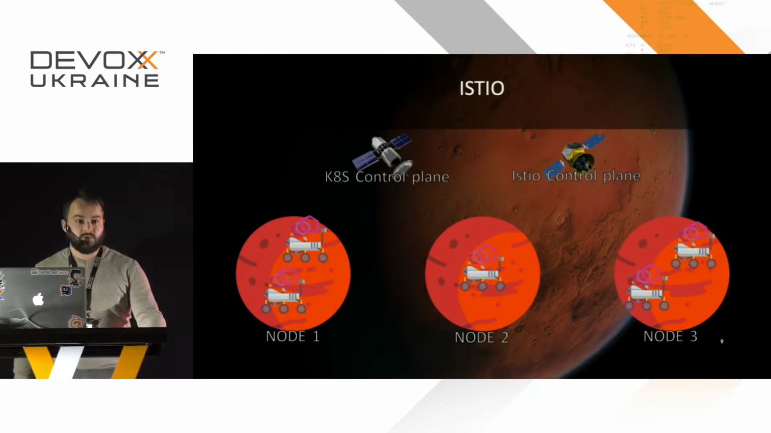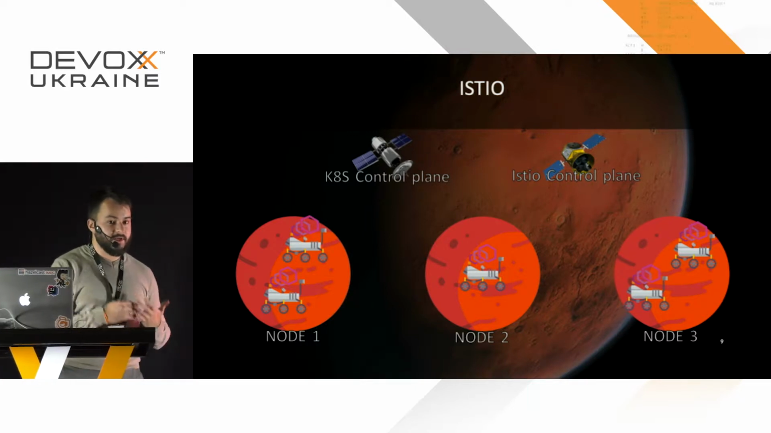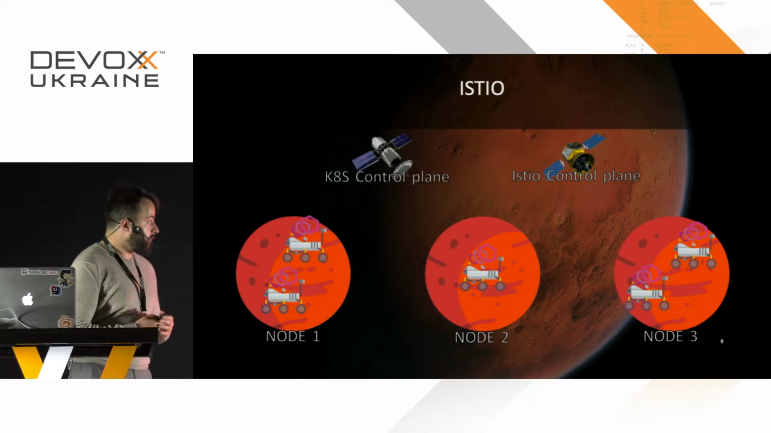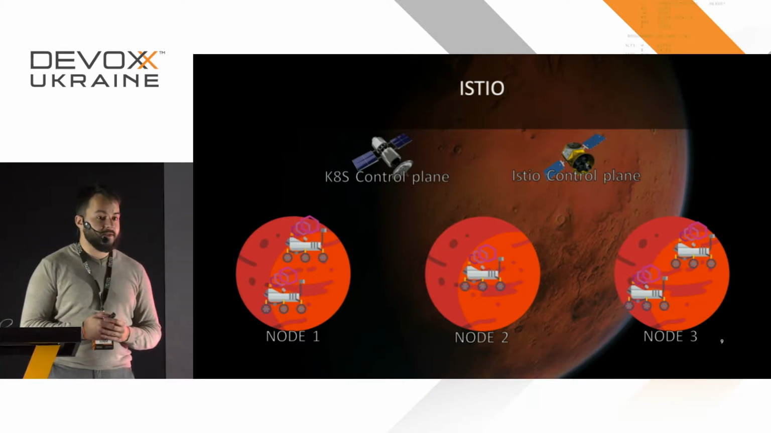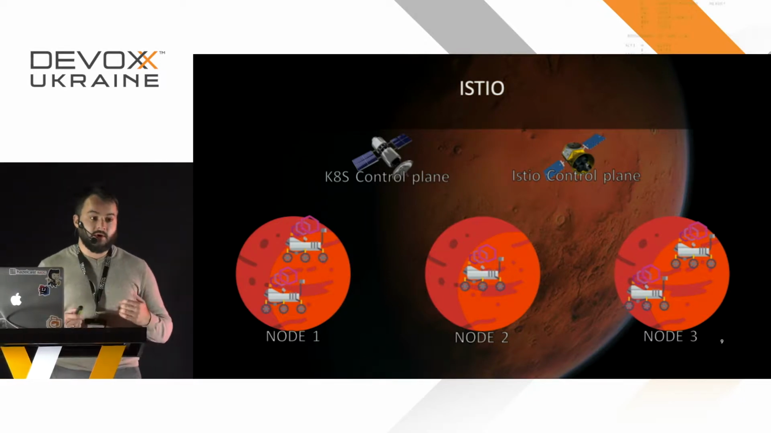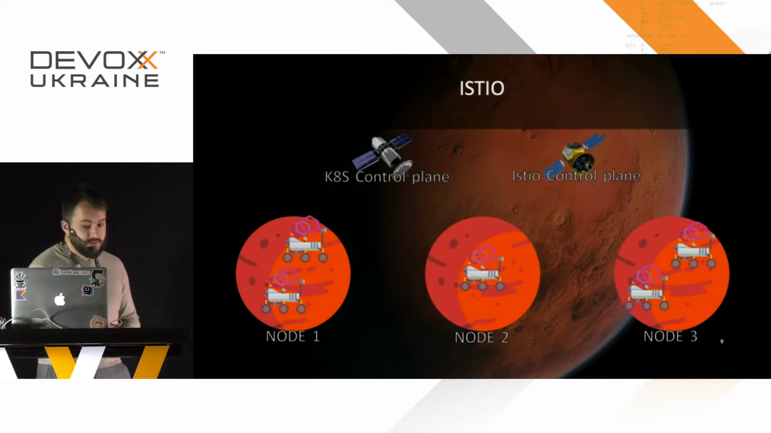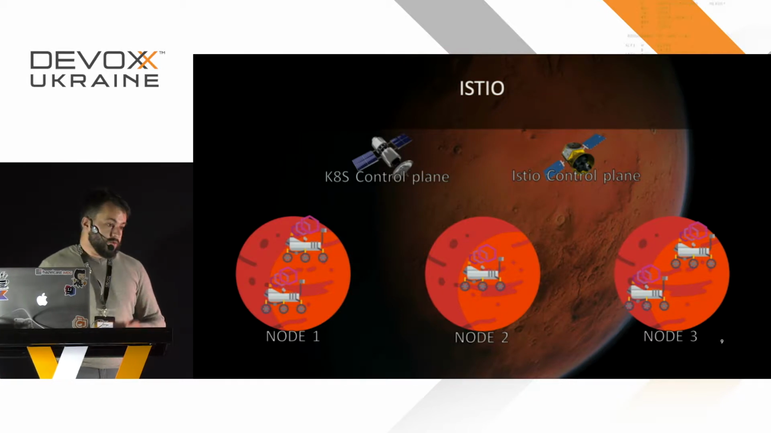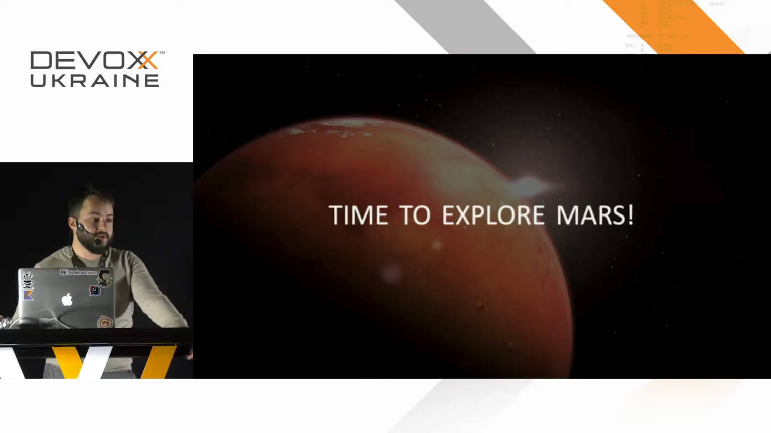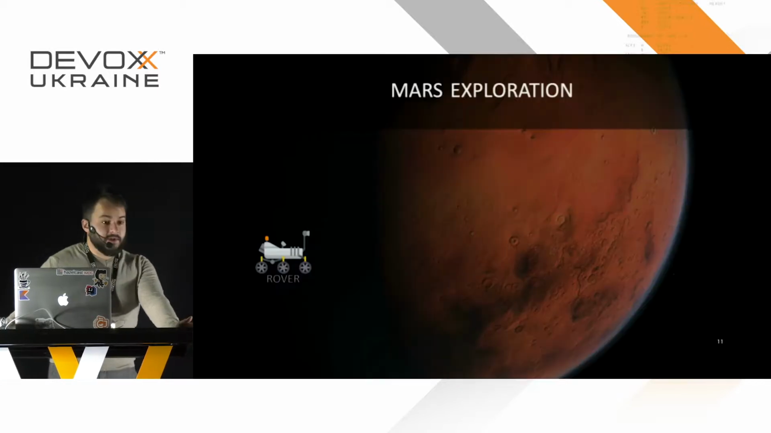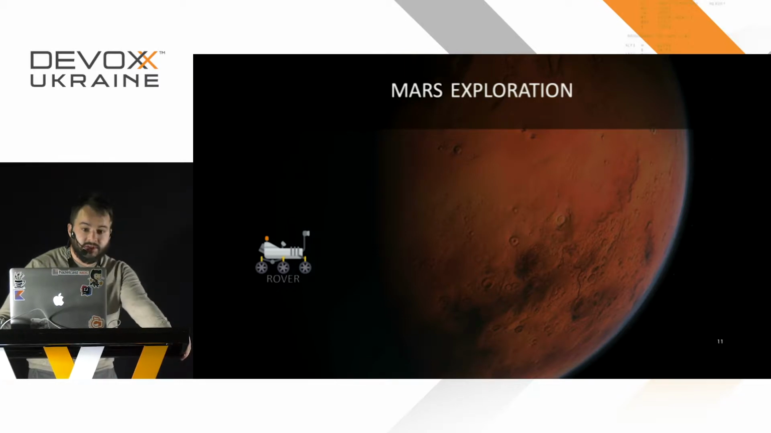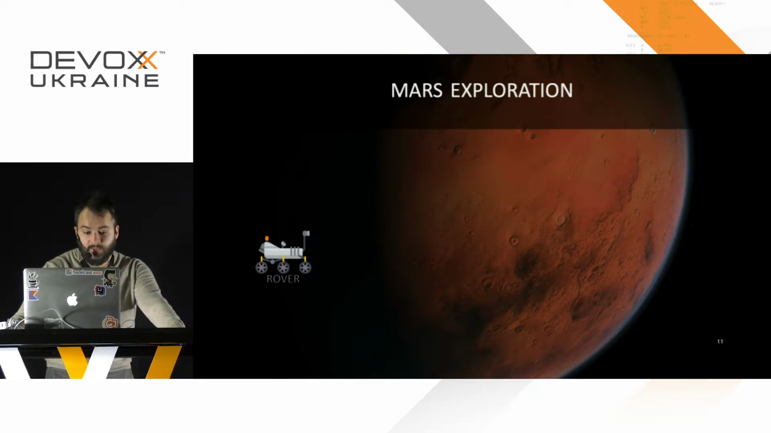I'm not going to go deep into an explanation of Kubernetes and Istio. This talk is a little bit about another thing. If you're interested in that, you can find a lot of great talks about it, including my talk about Istio. You can find it on YouTube. So let's go explore Mars. First of all, what do we need to explore Mars? We will need a rover that will cross Mars and make some exploration, and scan for different things.